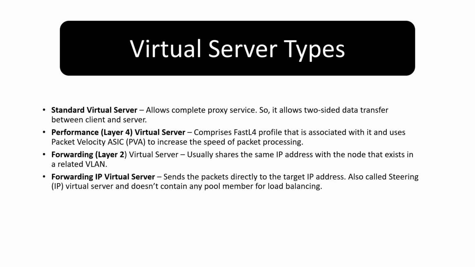Then after that, we have another forwarding virtual server, but this is a forwarding IP virtual server. So this is not called only steering virtual server, this is called a steering IP virtual server. What it does is it sends the packets directly to the target IP address. That means that this virtual server doesn't contain any pool member for load balancing. So it gets mapped directly to the node addresses on F5. Now this type of virtual server is used when configuring the process of the most common packet steering, the L3 routing. So we use the forwarding IP virtual server.